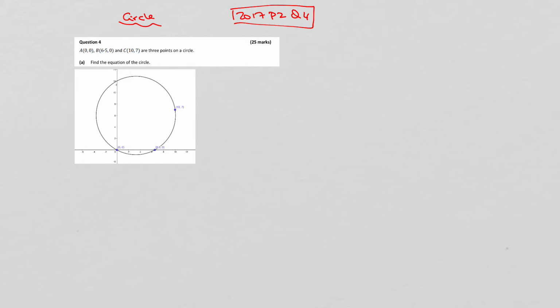2017, paper 2, question 4, the circle. So in question 4, we're given 3 points on a circle and we're asked to find the equation of the circle. So as always, we do a little sketch so we can give a rough idea of what we have and what we need to find.